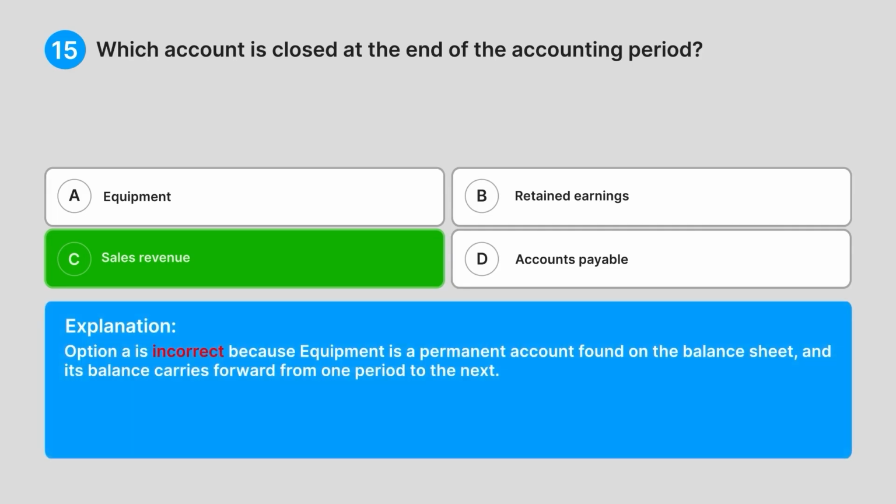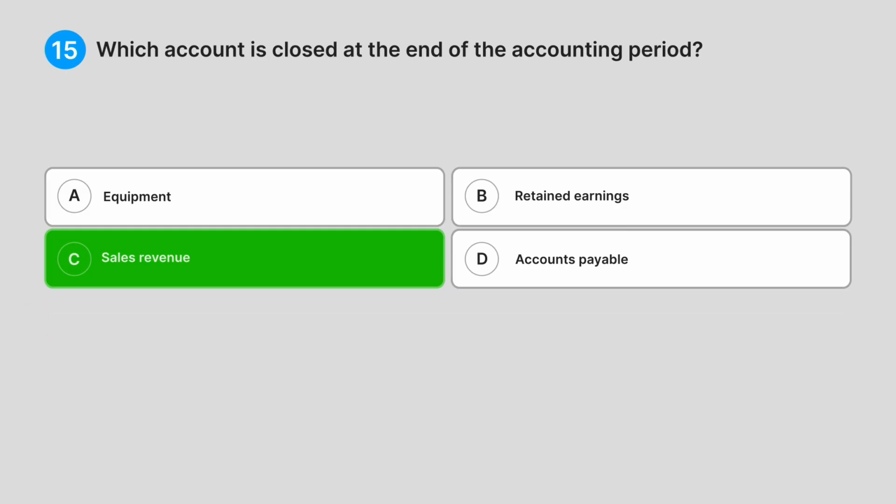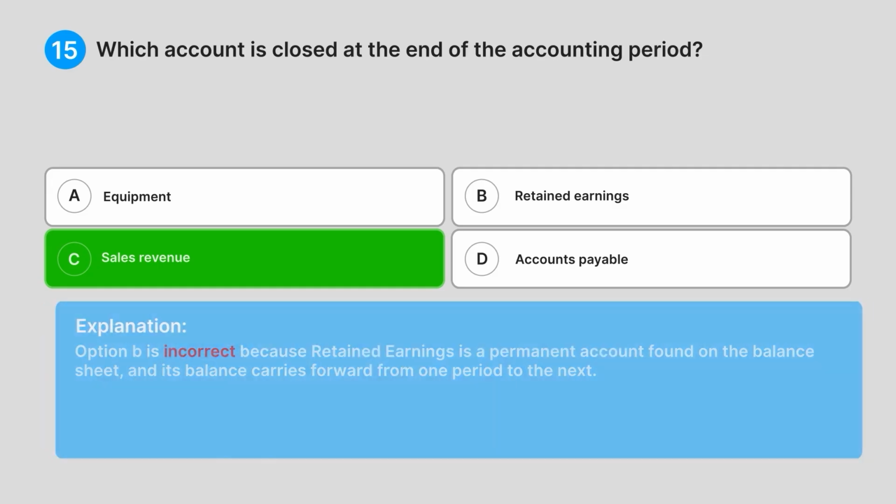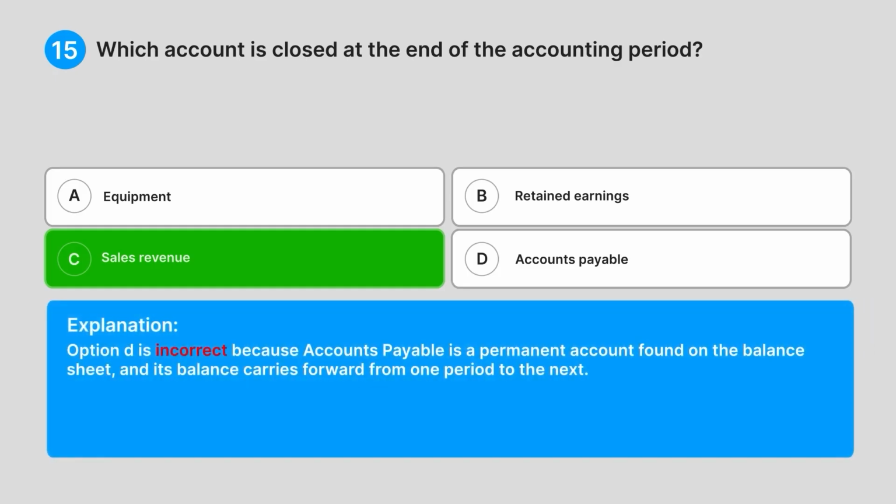Option A is incorrect because equipment is a permanent account found on the balance sheet, and its balance carries forward from one period to the next. Option B is incorrect because retained earnings is a permanent account found on the balance sheet, and its balance carries forward from one period to the next. Option D is incorrect because accounts payable is a permanent account found on the balance sheet, and its balance carries forward from one period to the next.